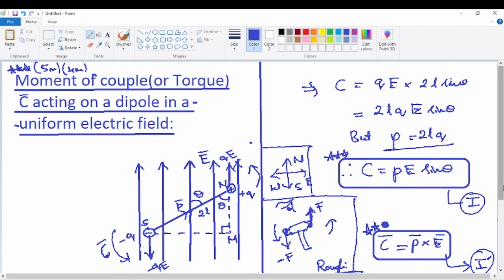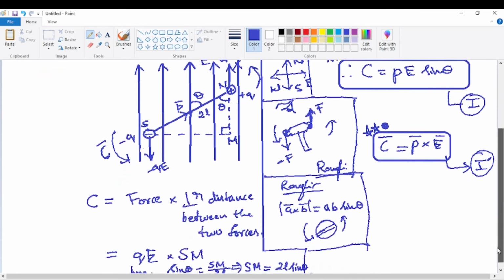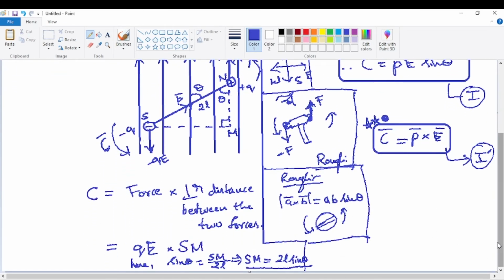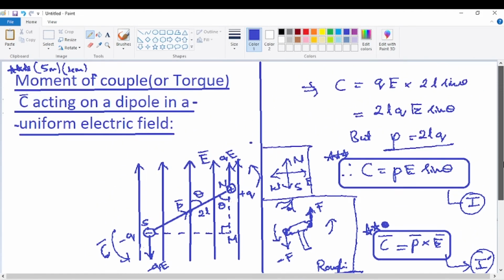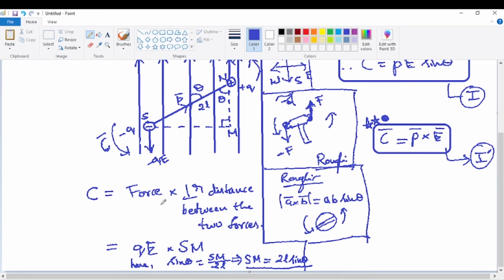Just see here, the entire derivation is very simple. How many steps are there in the derivation? This is the simple basic equation for the moment of couple: force into the perpendicular distance between the two forces. Next, substitution in the diagram. Next, bringing sin theta into the equation. In the almost next 1.5 steps, we got the answer. So only two main steps are there.